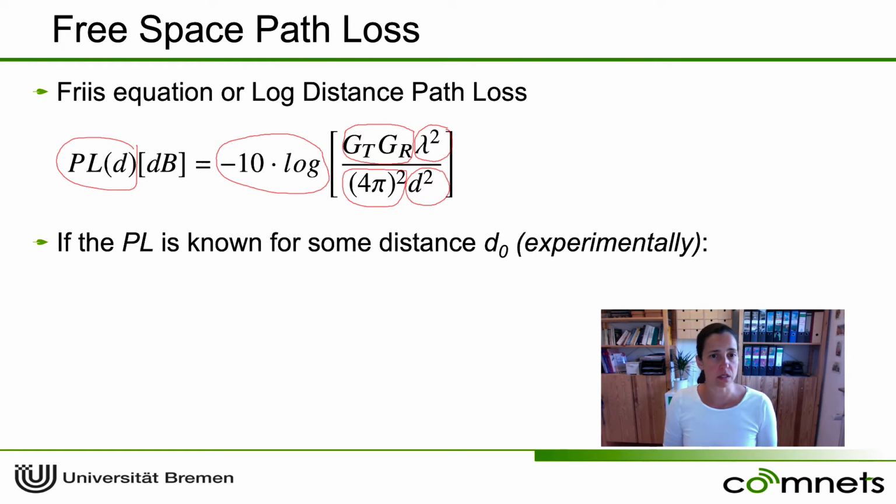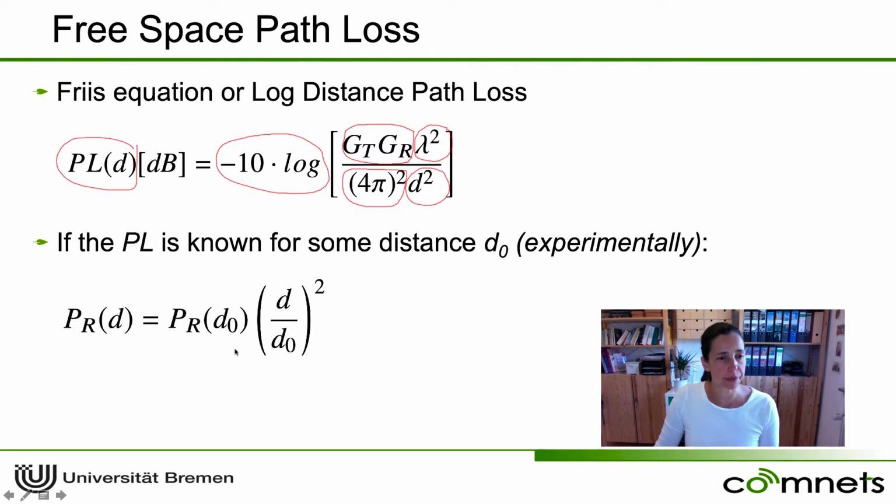However, there is a kind of shortcut. If you don't know, for example, the gain of the antennas or the wavelength and so on, you can do a combination of experimental and theoretical design, so that if you have a known path loss for some particular distance d0, which you acquire experimentally, you can revert the problem a little bit and it becomes easier, because now you can express the path loss or the power at the receiver in terms of the power at the receiver at this distance d0.